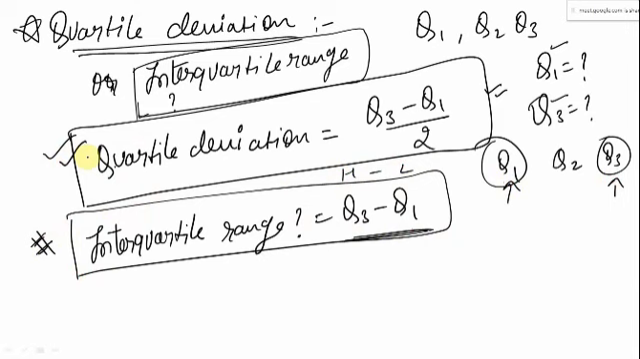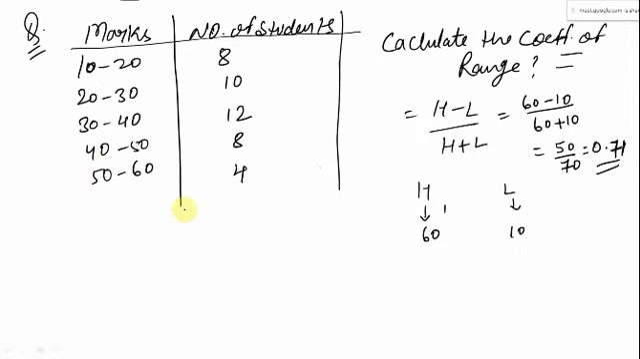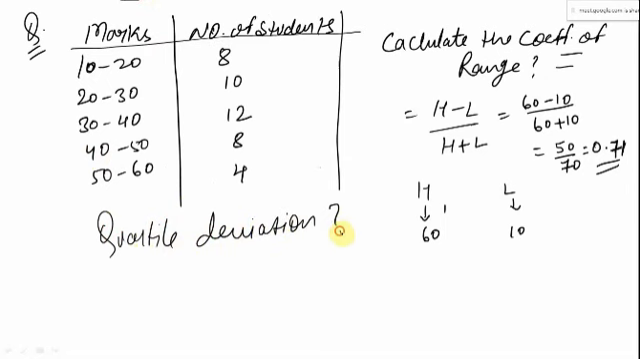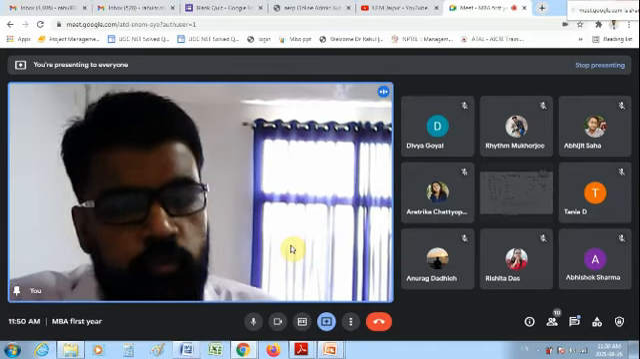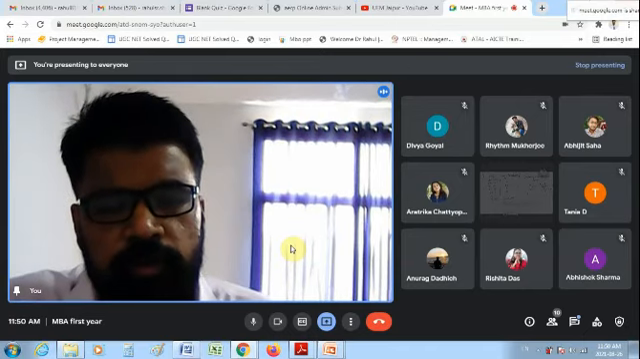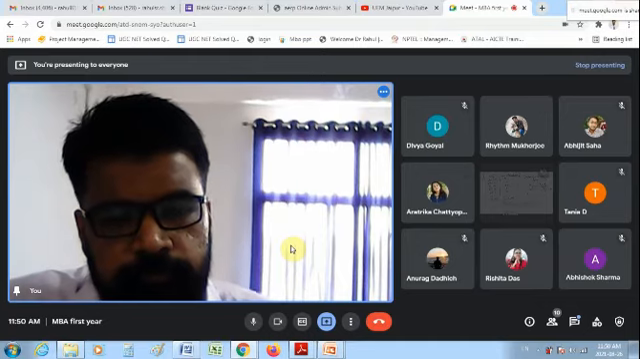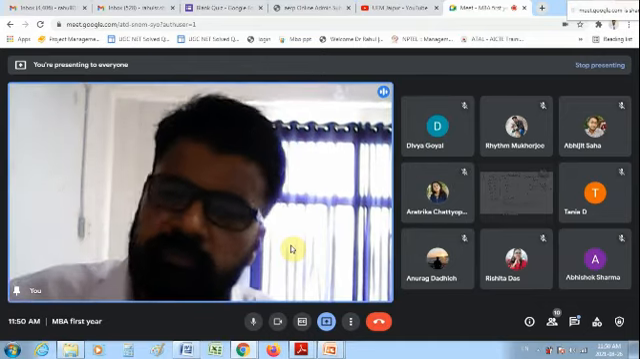You yourself can understand that if I want to make a detailed question in statistics, I can directly give a question like this and ask directly what will be the quartile deviation for this question. The person will be able to find the quartile deviation only when he knows how to calculate quartile. If you don't know how to calculate quartile in this question, will you be able to find the quartile deviation? No. So this is how the questions can be framed.